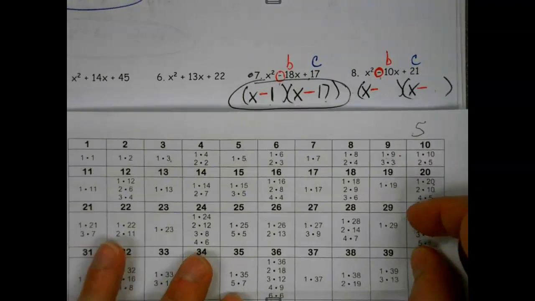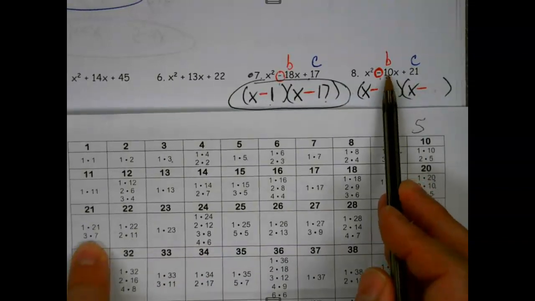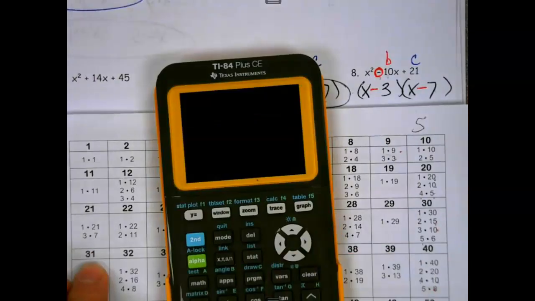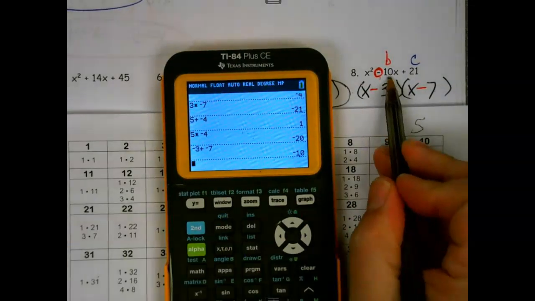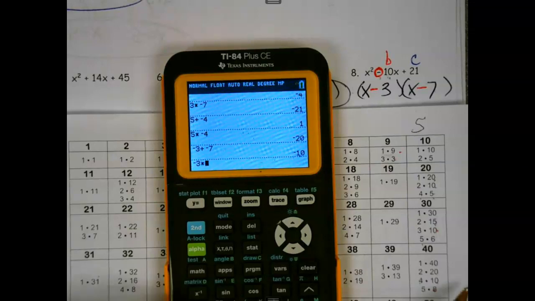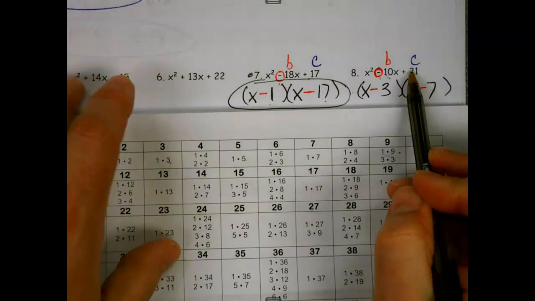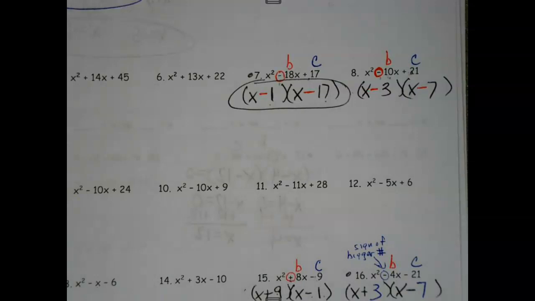Let's see here. 1 plus 21 isn't getting me to 10. 3 and 7 can, because -3 plus -7 is -10. It is the middle number. And -3 times -7 is +21. It's the number on the end. There's always a way I can double check to be sure that I'm doing it correctly. I just have to be patient enough to stick with it. That's going to be the deal.